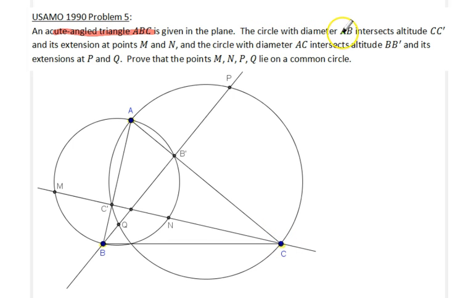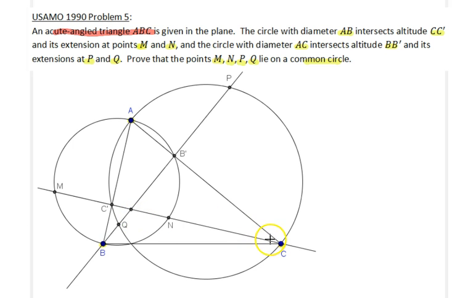The circle with diameter AB intersects altitude CC prime and its extension at points M and N. And the circle with diameter AC intersects the altitude BB prime and its extensions at points P and Q. So we would like to show that points M, N, P, and Q lie on a circle. So let's just go ahead and explain what's going on.